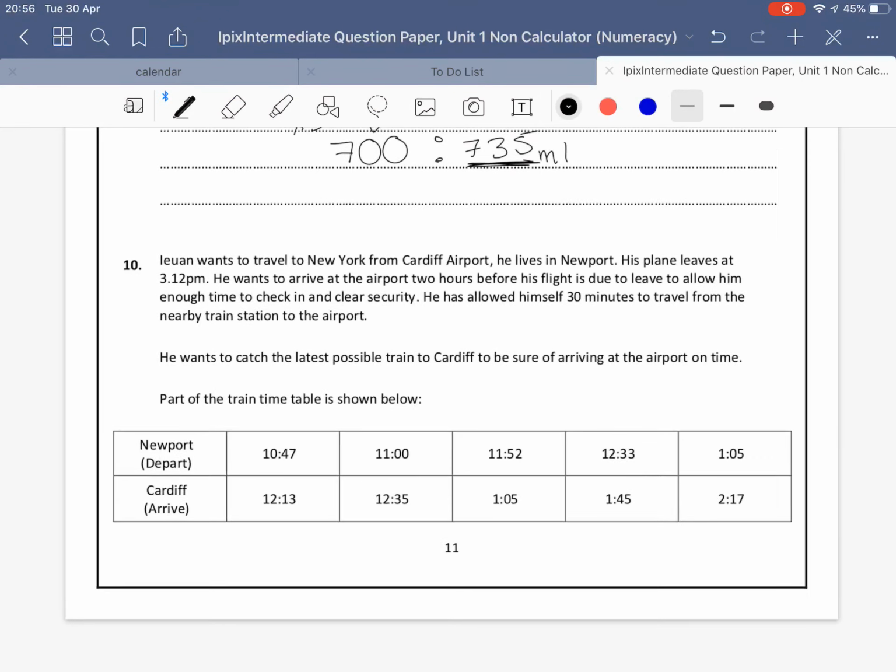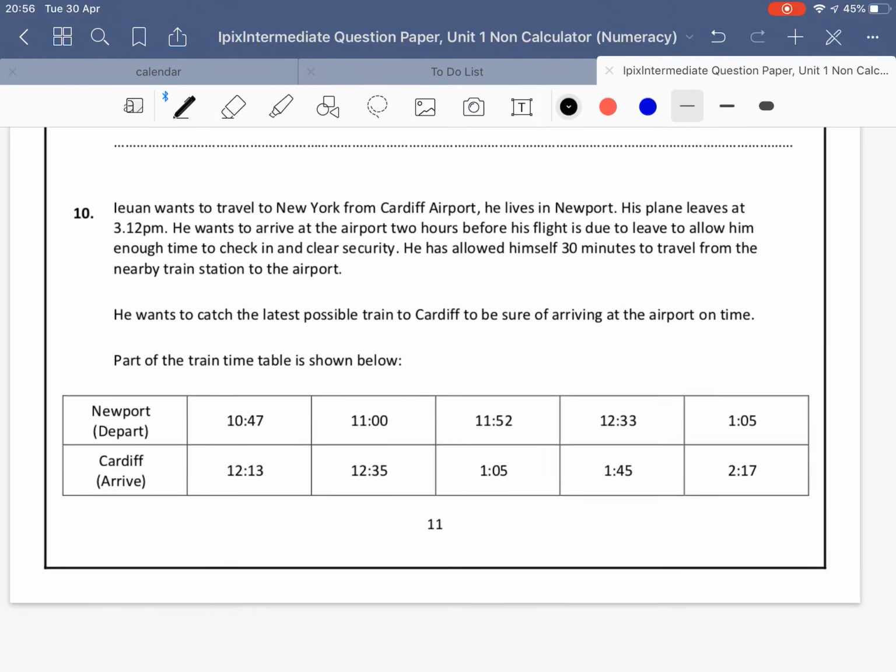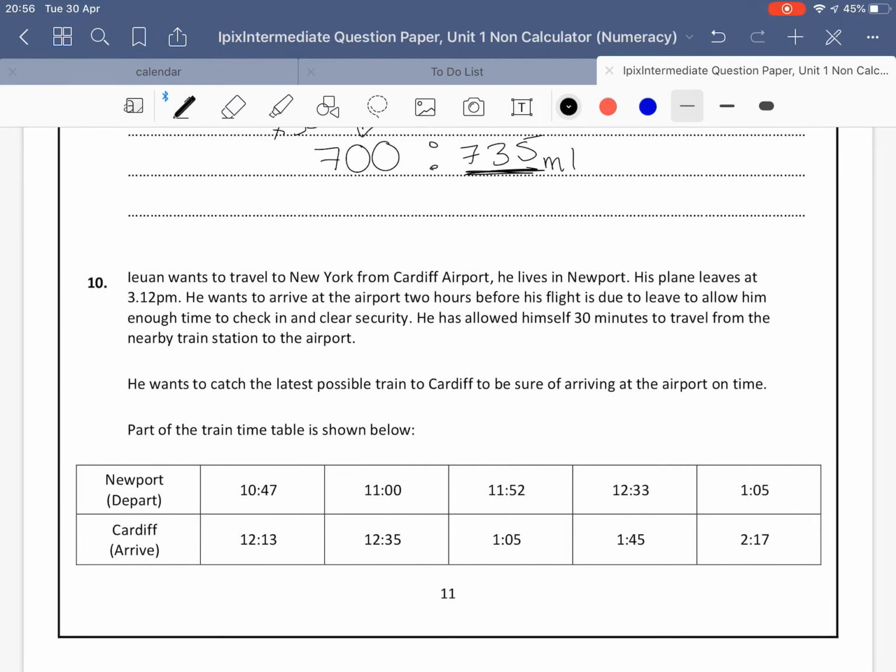Right. Yayan wants to travel to New York from Cardiff Airport. He lives in Newport. His plane leaves at 3:12 p.m. He wants to arrive at the airport 2 hours before his flight is due to leave to allow him enough time to check in and clear security. That's a long sentence. So 2 hours before here is 1:12 p.m.